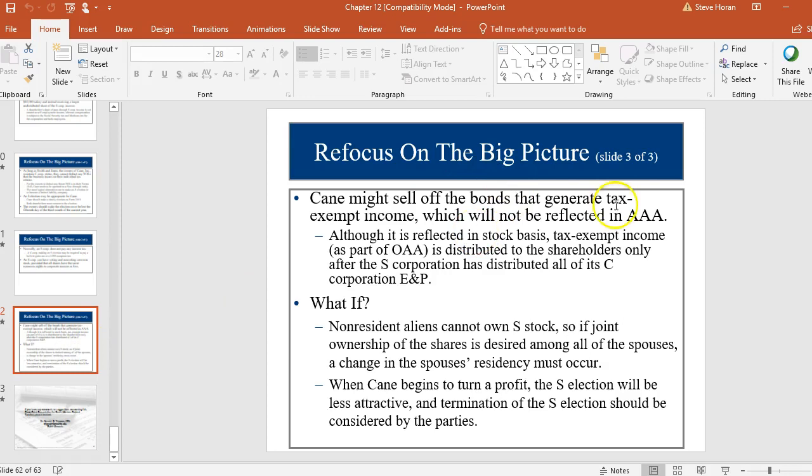Kane might sell off bonds that generate tax-exempt income, which will not be reflected in the AAA. Although it is reflected in stock basis, tax-exempt income is distributed to the shareholders only after the S Corp has distributed all of its C Corp E&P. Also, what if non-resident aliens cannot own S stock, so joint ownership of the shares is desired? Residency must change. When Kane begins to turn a profit, the S election will be less attractive, and they may terminate it and go back to the C Corp where they're taxed at 21%.